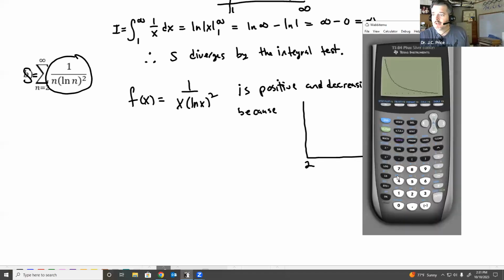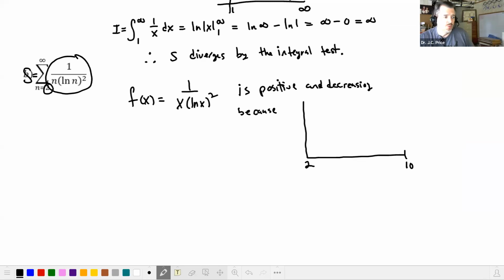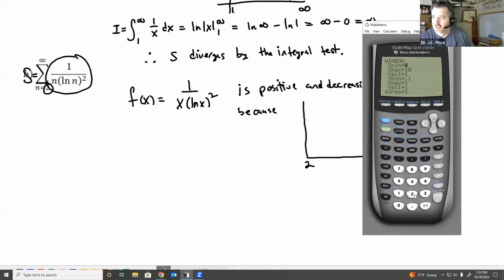Over here, I hit y equals, clear this out, and do 1 divided by. Since you have x times ln of x quantity squared in the bottom, you have to put parentheses around the whole thing. So left parenthesis x, left parenthesis ln of x, then a parenthesis so you can square the ln function, and then a parenthesis for the denominator. Notice the index starts at 2, so we'll start the window at 2. If you start it at 1, it blows up there. So you want to start where the series starts, which is 2.